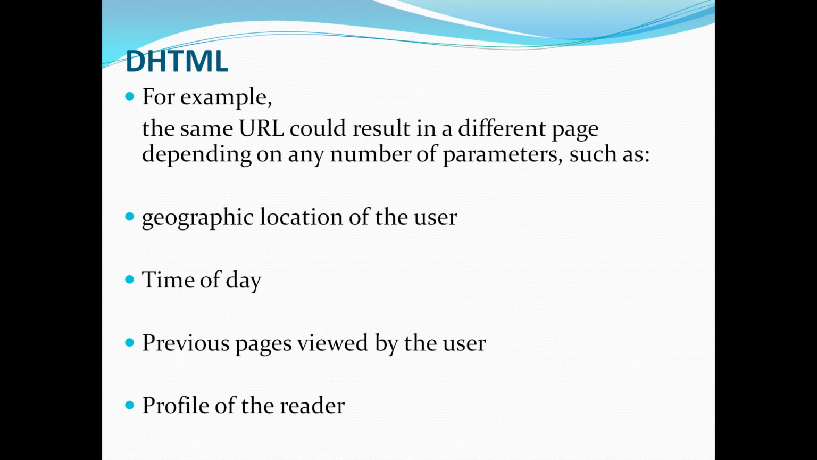Based on the location, it is going to display the result. Then the time of the day: if you are displaying the date and time, that is also taken from the user. And previous pages viewed by the user: if you use a site, it also shows the details of previous pages. Then the profile of the reader: whoever is going to read, their profile is also displayed. These are some examples of DHTML.